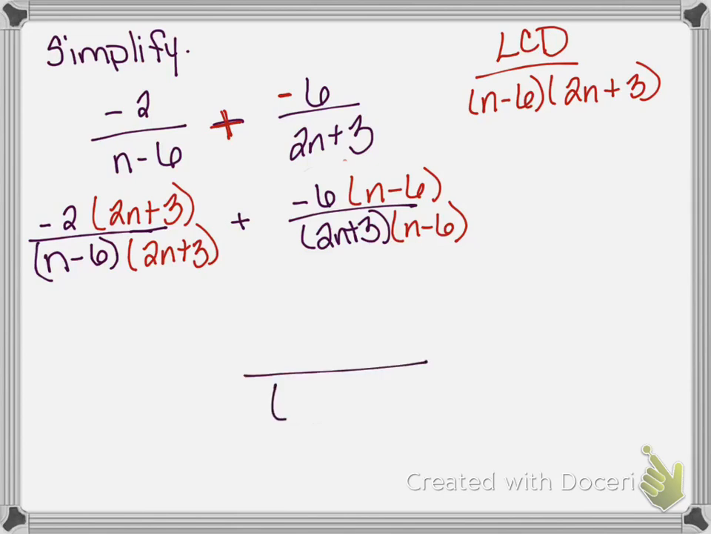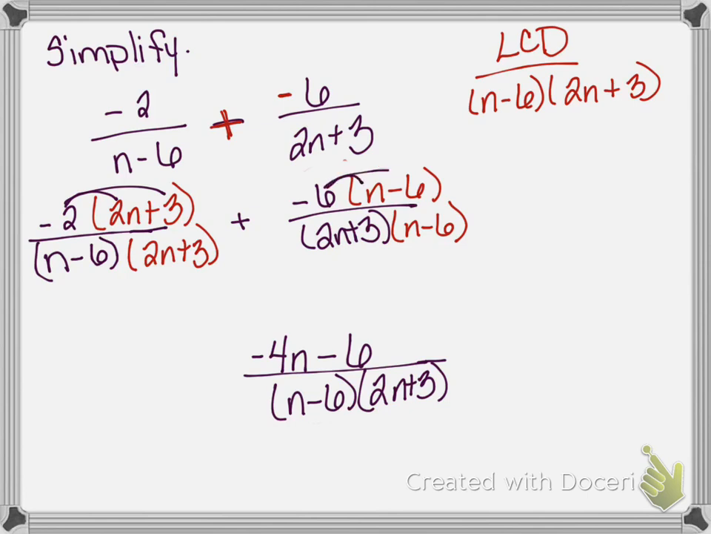Okay? Now, my common denominator is n minus 6 times 2n plus 3. I do not have to multiply that out. If you decided to multiply that out, that would be fine, but you don't have to. Now I've got to distribute my negative 2, so I end up with negative 4n minus 6. Then I've got to distribute my negative 6, so I am left with minus 6n plus 36.